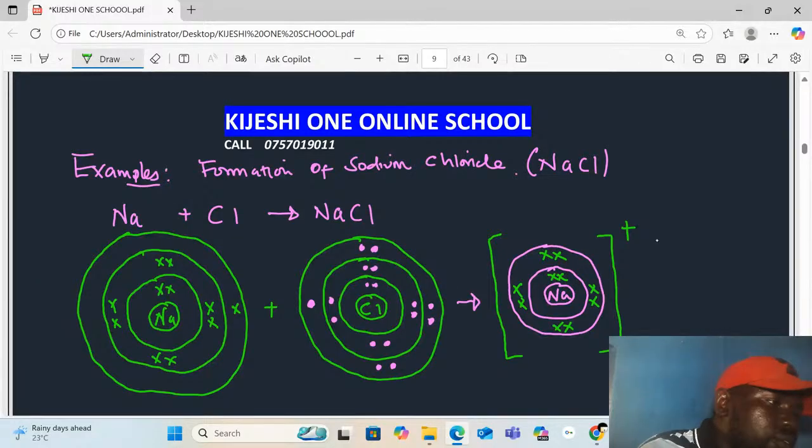Then the chlorine now will become a chloride, which retains its 3 energy levels, but with an increment of 1 electron because it has received the lost electron. So we have the chloride.